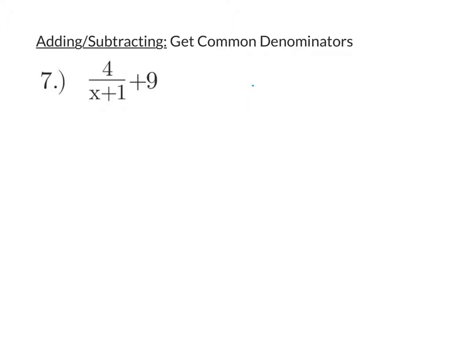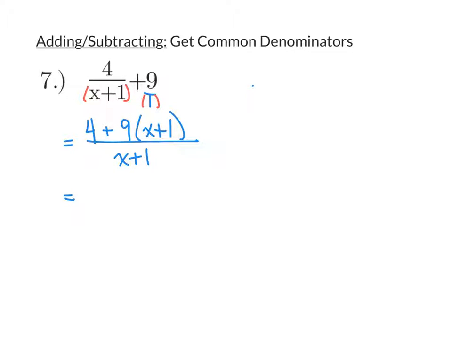For one last example here, what do we do when I'm adding a fraction to something that's not a fraction, to this 9? And the key is to look at the 9 as a fraction, as 9 over 1. Then when we create our common denominator, we're going to need x plus 1 and 1. So that would just be x plus 1. Meaning this 4 already has x plus 1 in its denominator, so we don't need to multiply it by anything. However, this 9 has a 1 in its denominator, and so we do need to multiply it by x plus 1. Now we just clean up the numerator.